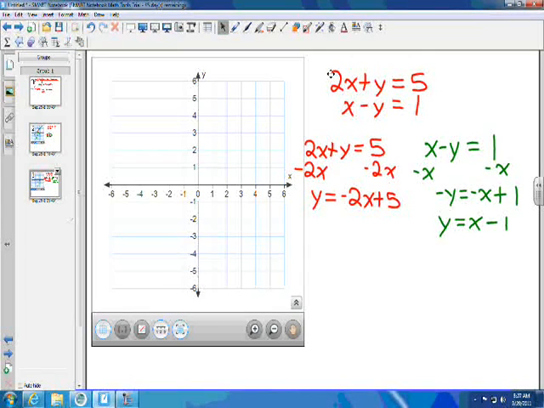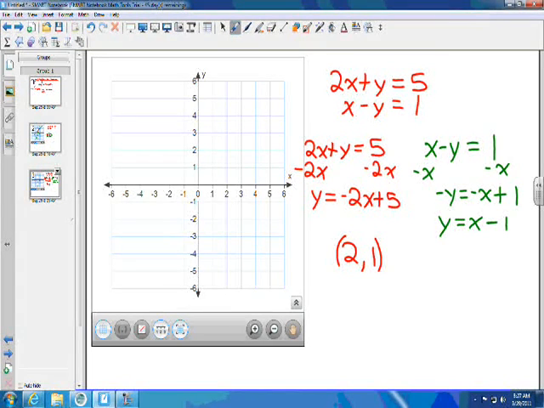So we hit our graph key. Watch them draw up there. How do we get the point of intersection again? Alpha zoom. And what is the point of intersection? 2, 1. I just wish you guys understood how lucky you are. 2, 1 is your answer.